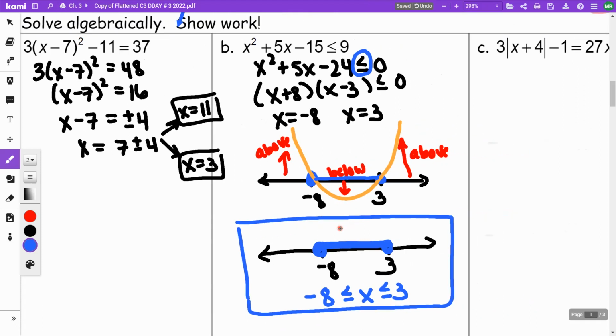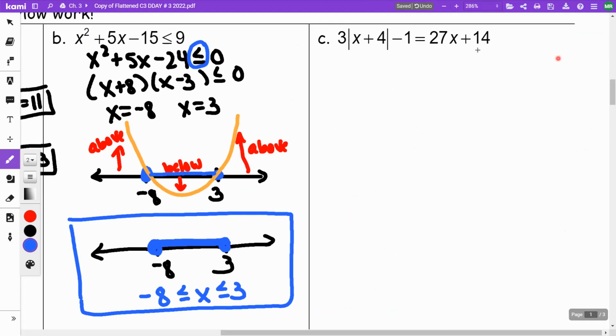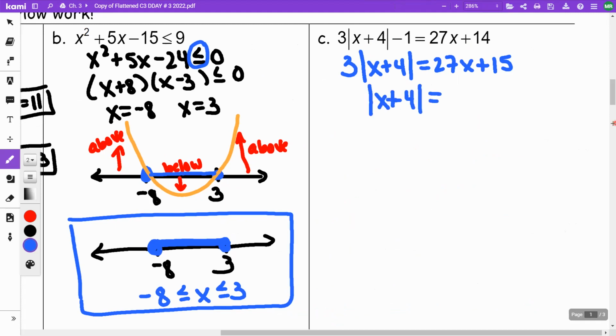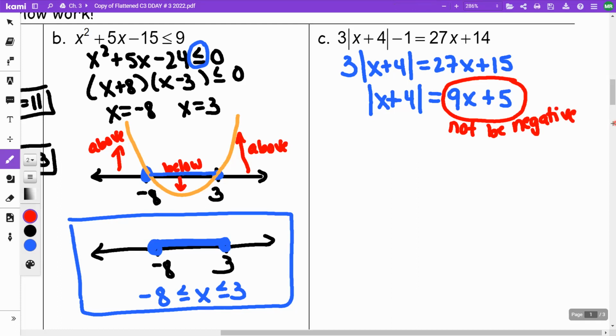On C, I am going to be trying to isolate my absolute value. So I'm going to have 3 absolute value of x plus 4, add my 1, I get a 15. I am going to divide everything by 3, so this is going to be a 9x, and this is going to be a 5. Now, absolute values also have to be equal to not a negative, so this cannot be negative. So we're going to have to check our answer.